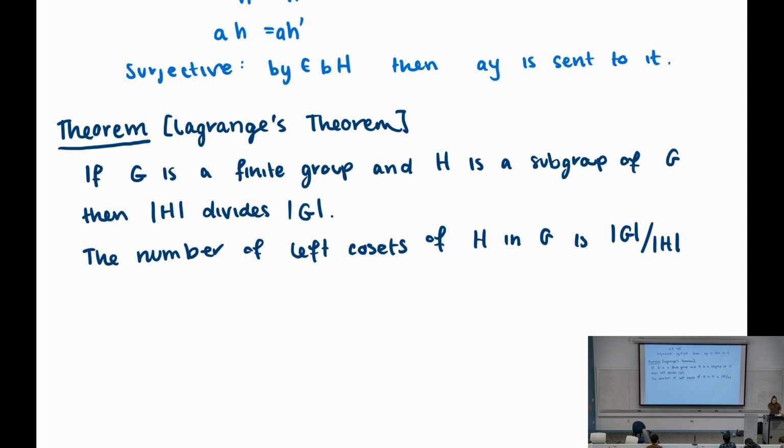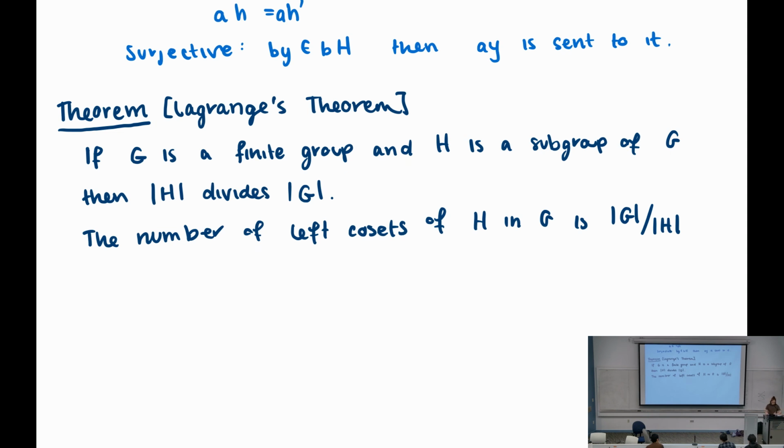And basically, we've already shown all the ingredients that we need to prove this theorem. The basic idea is that the cosets of H in G partition G, and we are able to determine their size. So let's prove this. So we show the left cosets of H partition G.